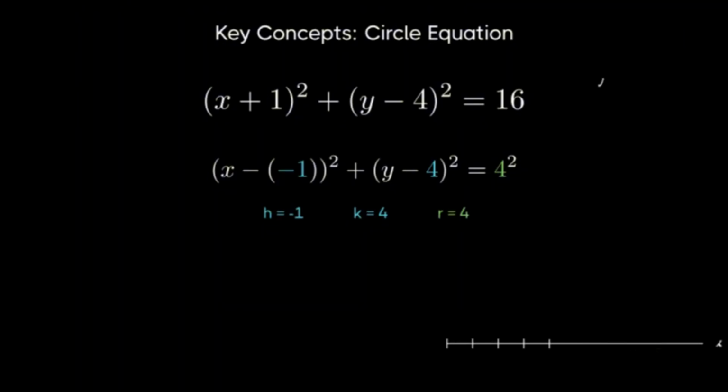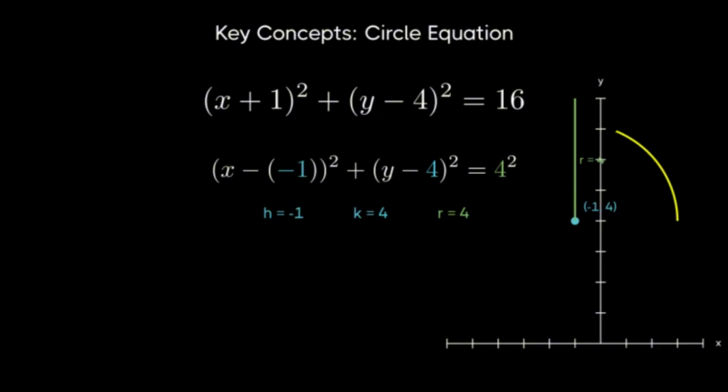Here's our coordinate plane, where we can visualize the circle. Each grid unit represents 1 unit in both x and y directions. First, let's plot the center of our circle at the point (−1, 4). This is the point (h, k) that we identified from our equation. From this center point, the radius extends 4 units in any direction. Here I'm showing a vertical radius extending upward, but remember that the radius is the same length in any direction from the center. Now we can draw the complete circle.